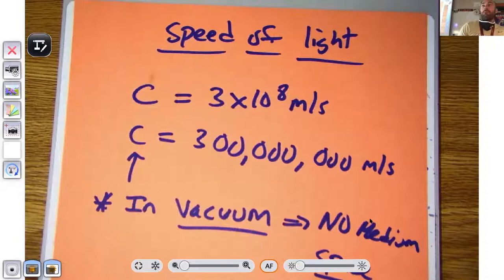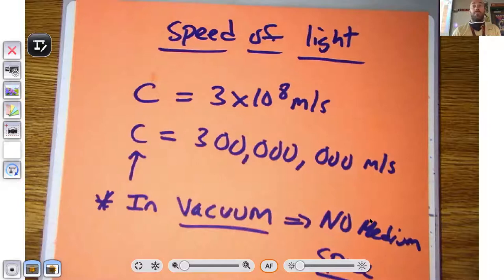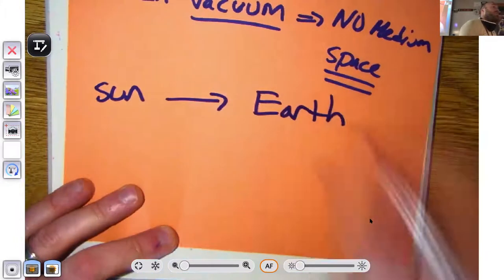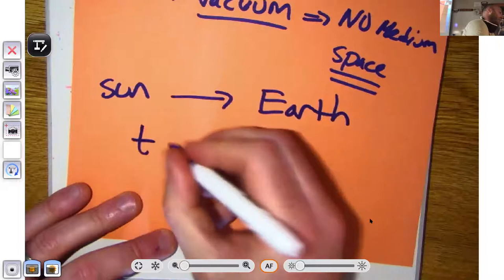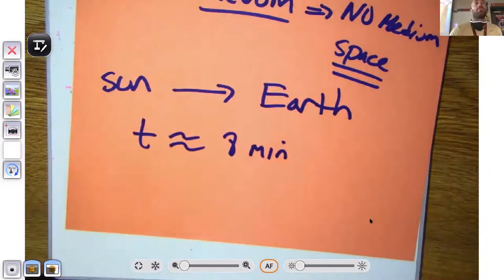Now, the crazy thing about that, I even said that our solar system is small in comparison to our galaxy, and our galaxy is small in comparison to the universe. The speed of light is super fast, but it's all relative. The time that it takes for light to go from the sun to the earth is roughly 8 minutes.